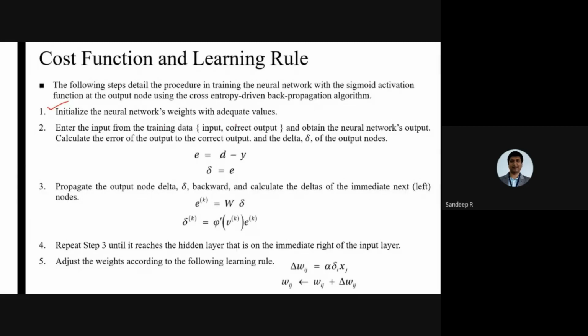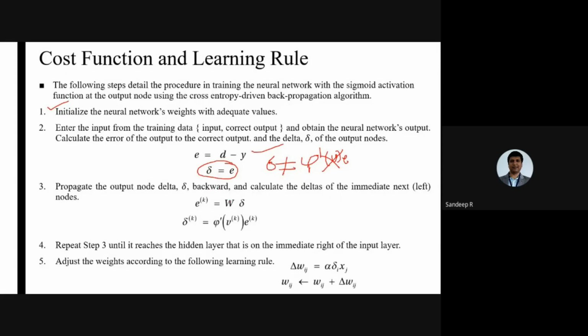Now give the input, correct output, calculate the neural network output. Fine. That is also fine. Error is also the difference between d and y. Now delta is equal to e. Delta is not equal to the differentiation of the activation function into error. No, it is not. It is e. It is as simple as that. This is delta. Okay. So it is as simple as that.